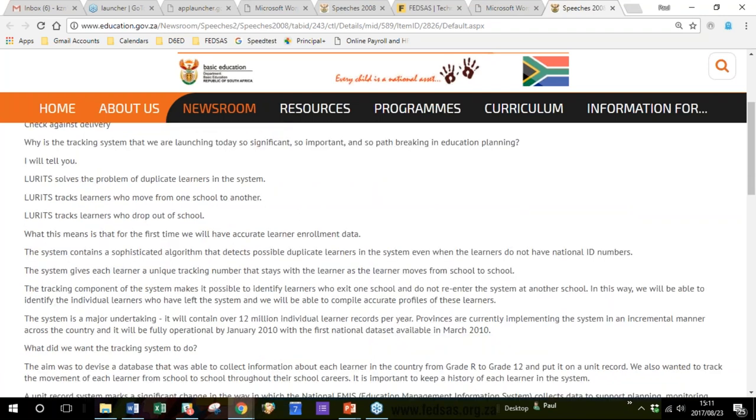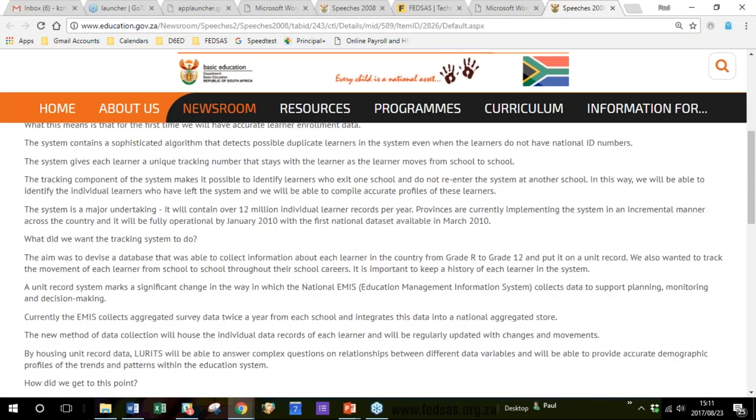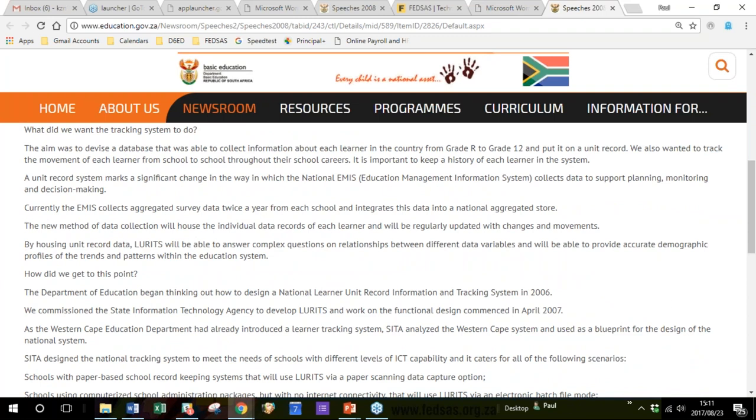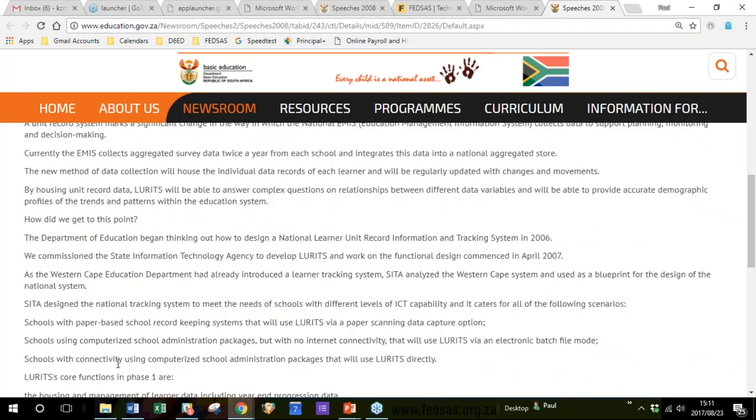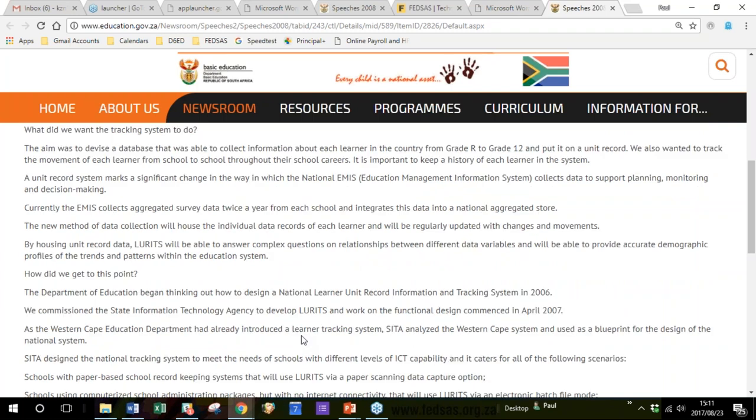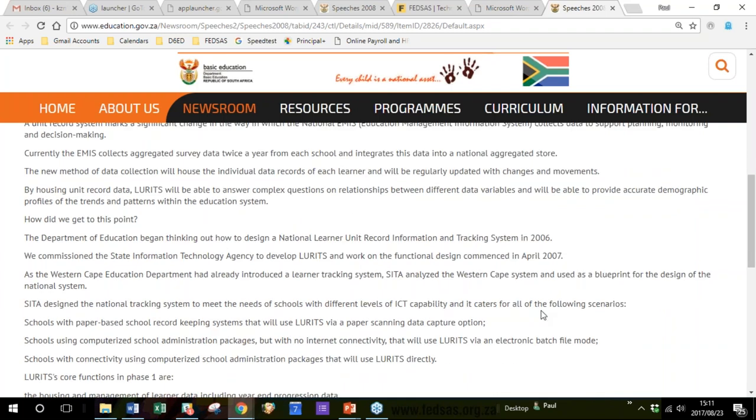The very important thing that I want to take out of this in the very beginning of this discussion, and I will read it out, I'll highlight it just now when I go back to the slides, is that it has to allow for schools with computerized school administration systems to use the system directly. That was one of the requirements when they set it up. It had to cater for that scenario.